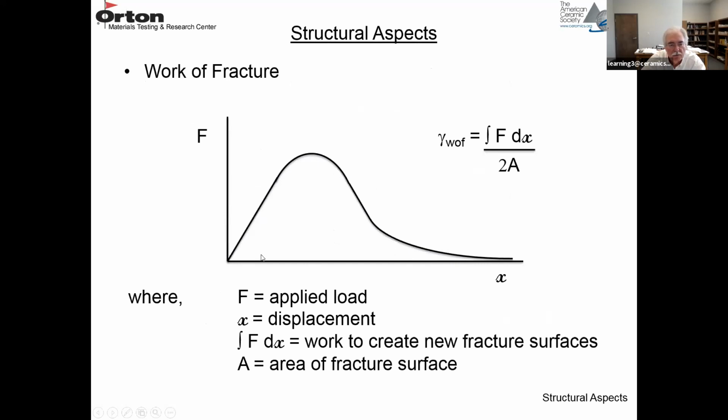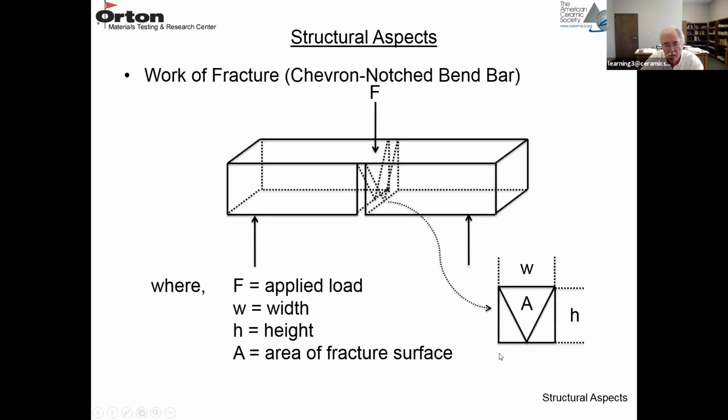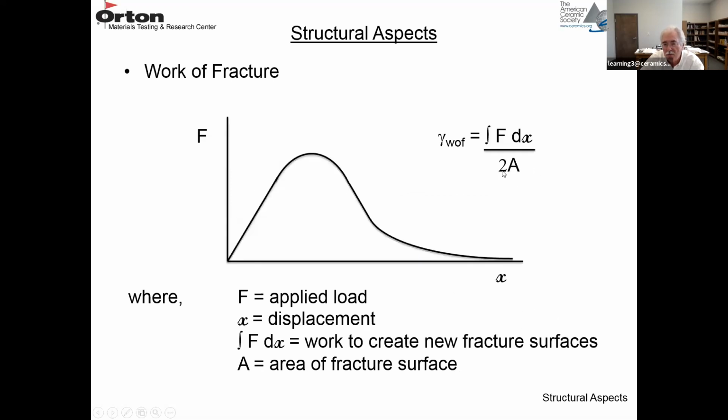So the area under this curve is the fracture surface energy. So gamma work of fracture just equals the integral of F dx, which is the area under this curve, divided by 2A. A is that triangle right here, the bridging ligament. You create two surfaces, so you have to have a factor of 2 here. So this experiment, if you run it correctly, sometimes it takes an hour or more to generate this curve, but you get the entire work required to propagate a crack through a sample.